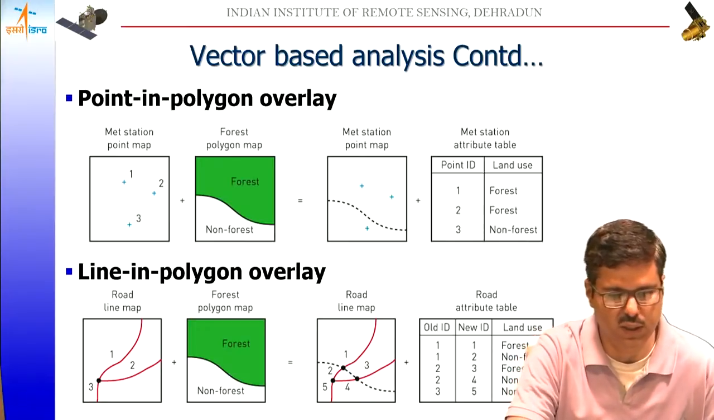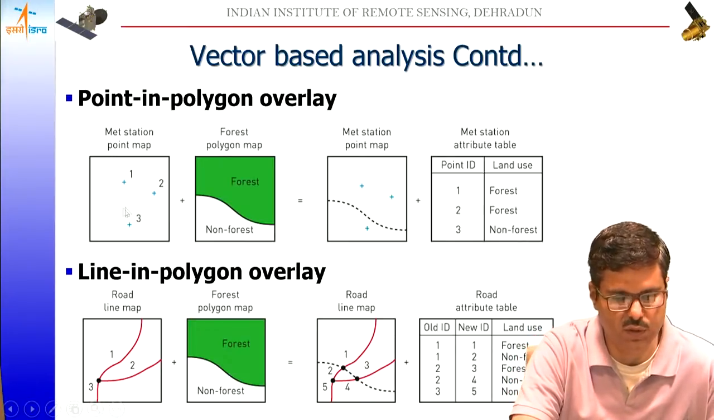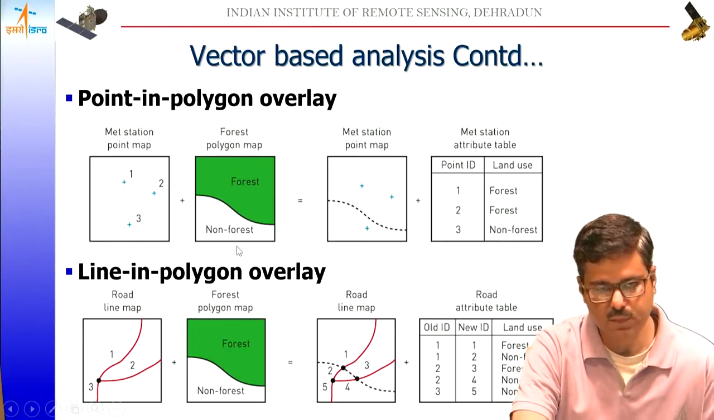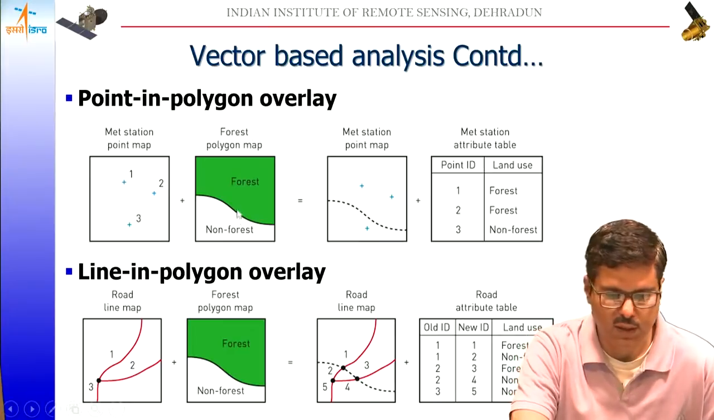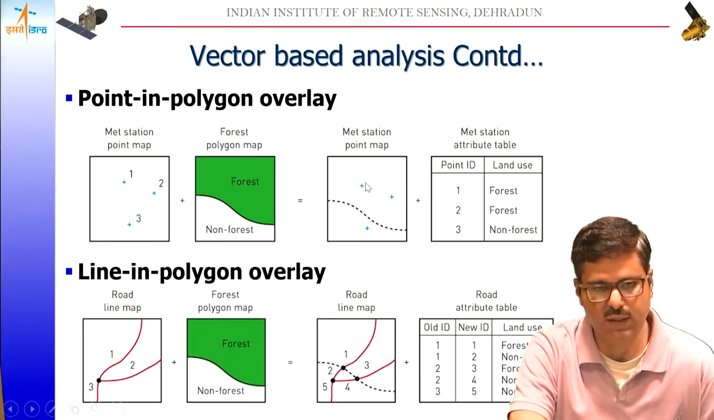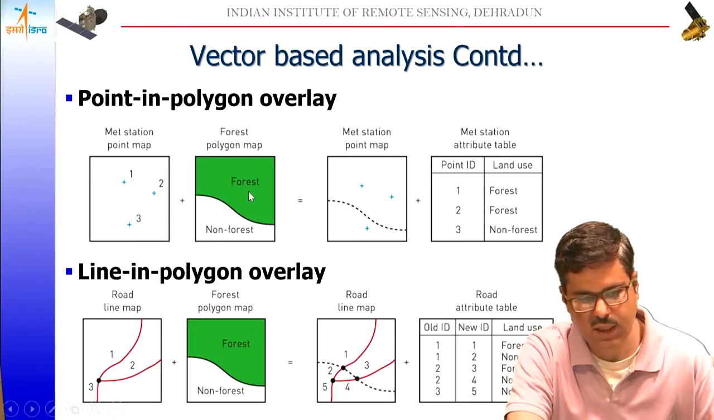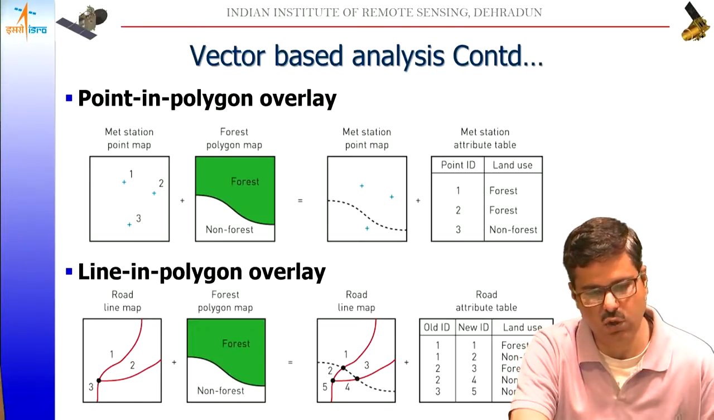Now in this case we are taking an example of a met station, which is represented by these three symbols, and we are also taking a polygon map of forest and non-forest. So if we overlay them, it will also extract information based on the attribute of the second layer, which is the polygon map. So we can get an output.